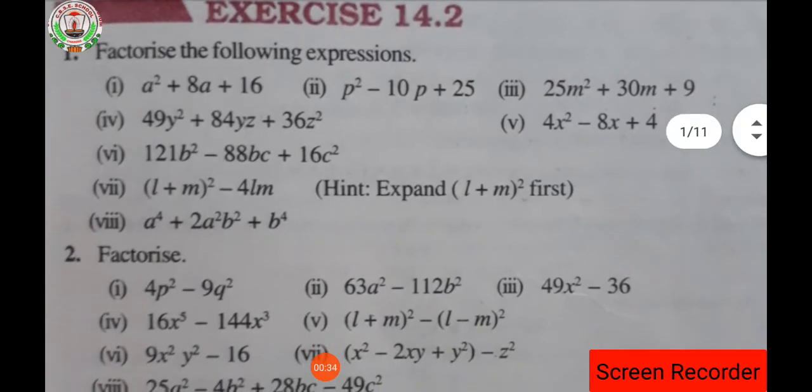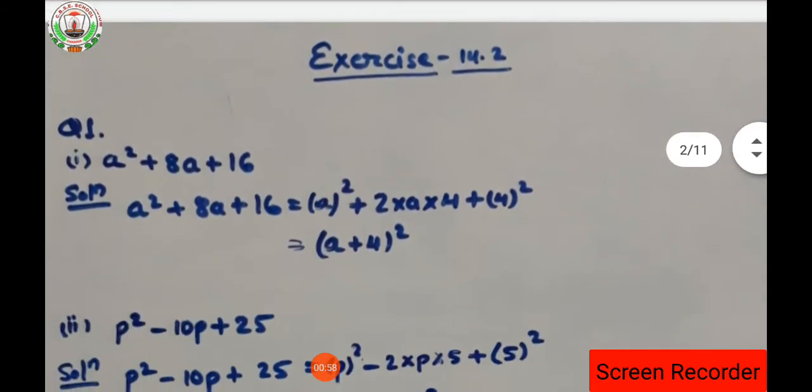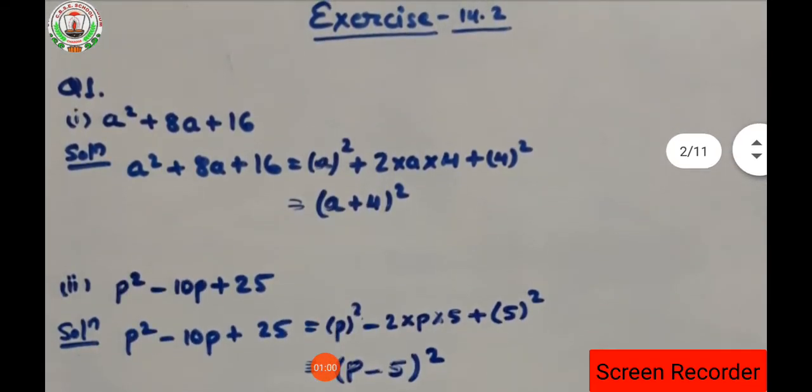Three identities I had already given you, isn't it? Identities are what? A plus b the whole square, a minus b the whole square, a square minus b square. These are the three identities which will be applicable over here. Using these identities we are going to solve exercise 14.2. Clear? So here every question is set to do the factorizations. One by one we are going to see the factorizations.